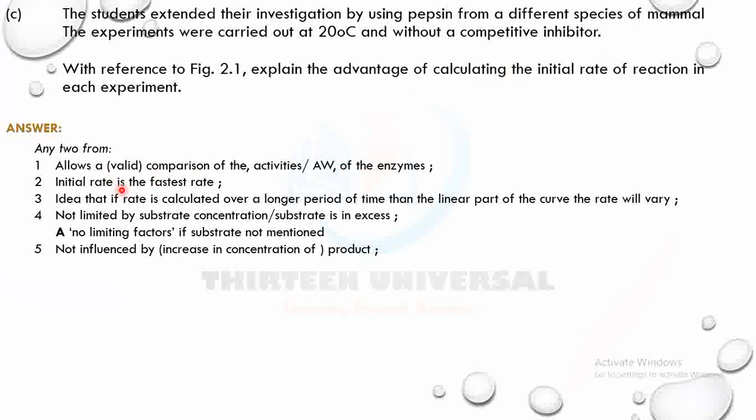Initial rate is the fastest. It's calculated over the linear part of the curve. It is not limited by substrate concentration and not influenced by increase in product. The product has not increased to interfere with the reaction. The substrate concentration is still high, so the rate of reaction is occurring very fast.